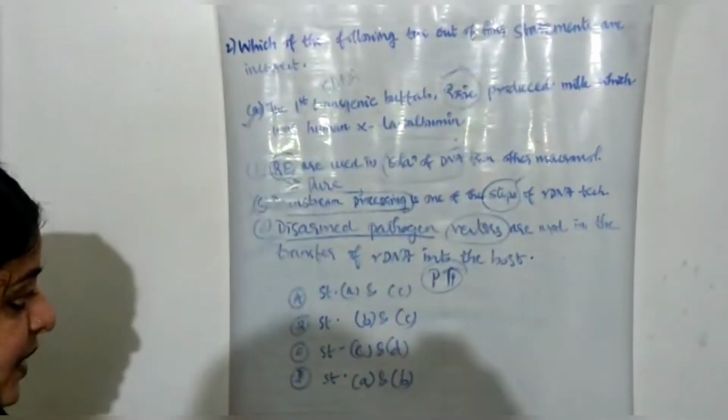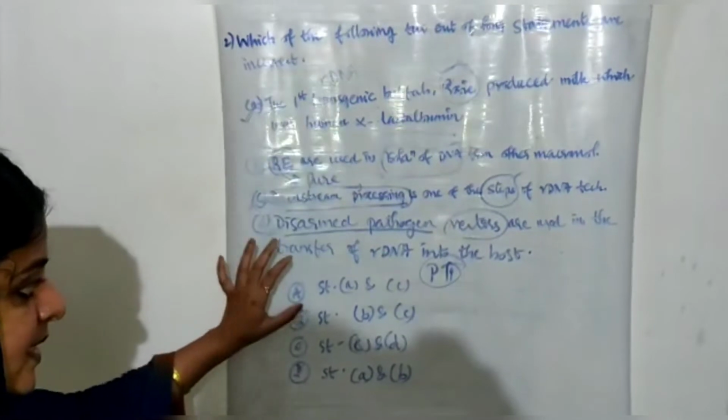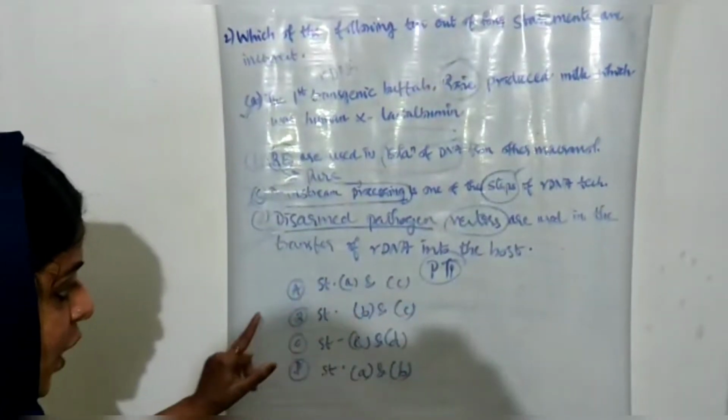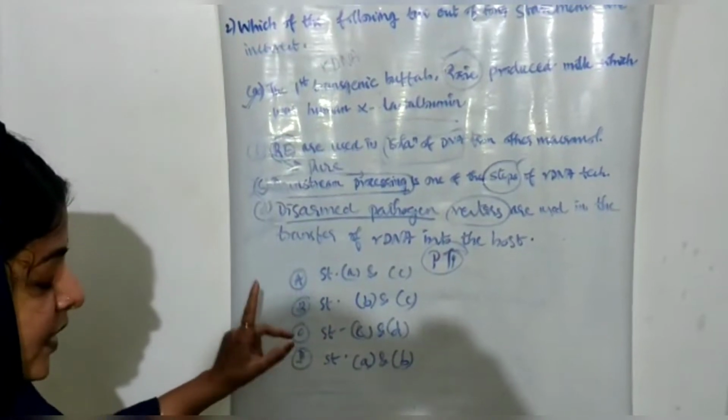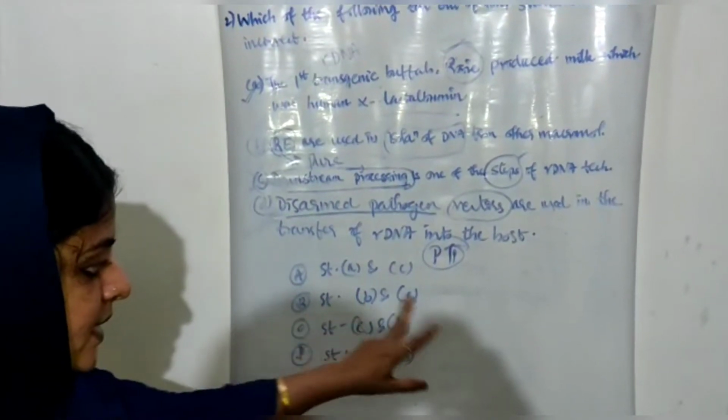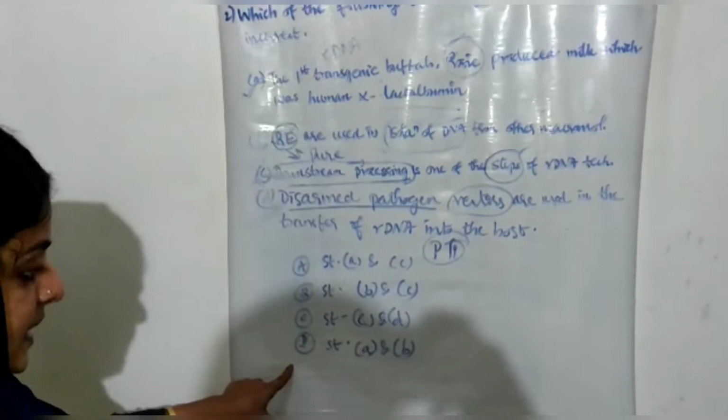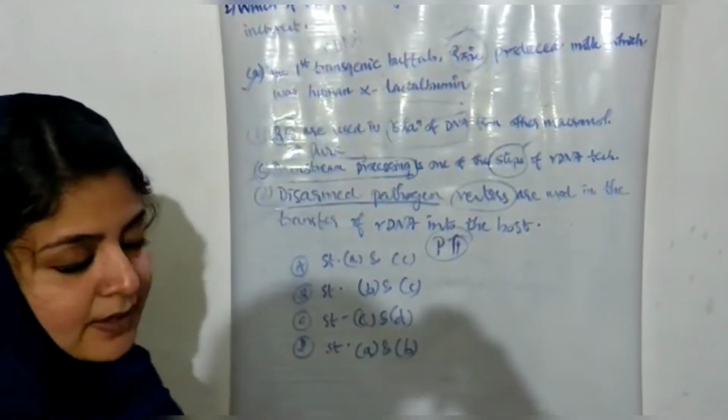And the options given are, option A, statements A and C are incorrect. Option B, statements B and C are incorrect. Option C, statements C and D are incorrect, and option D, statements A and B are incorrect.